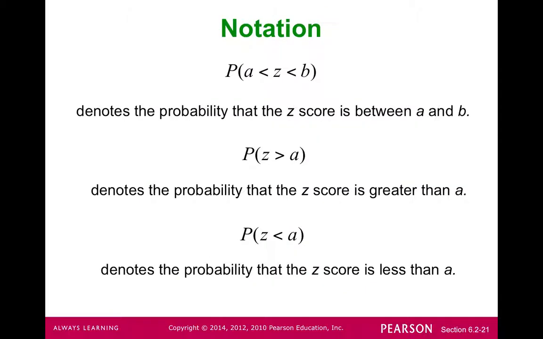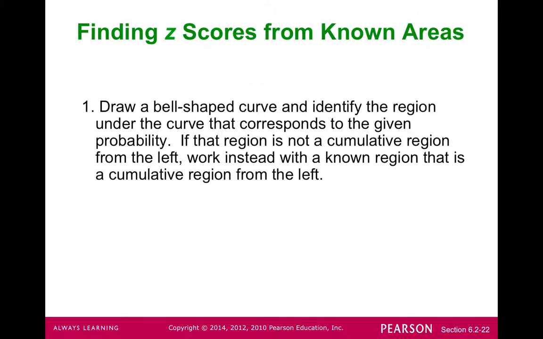Okay, a couple of quick notations to point out. This notation here is read as the probability of having a z-score between A and B. This would be the probability that your z-score is greater than A, and this would be the probability that your z-score is less than A. So just some notation that you might see in equations and in my math lab.